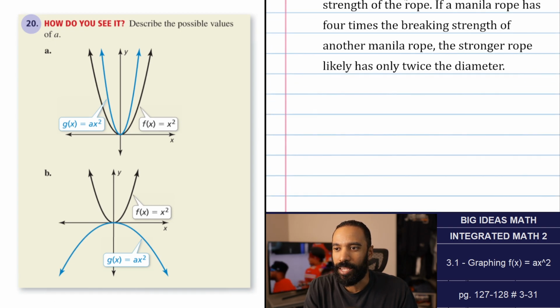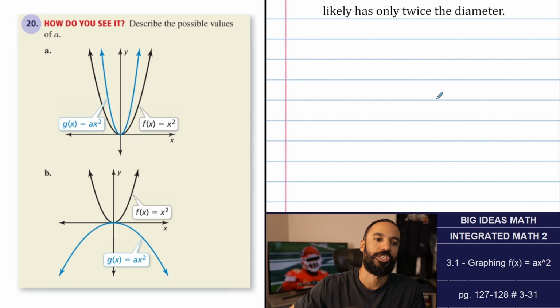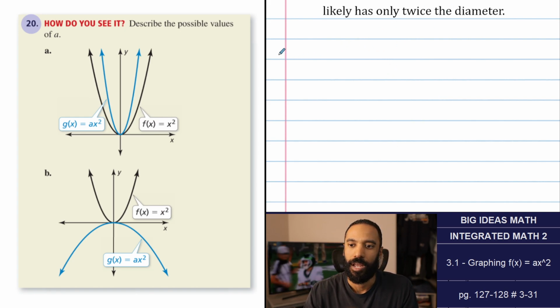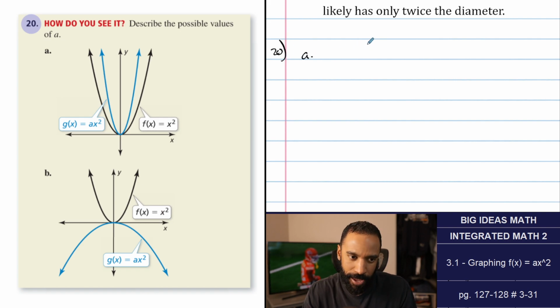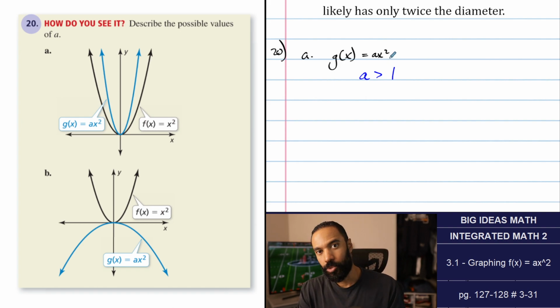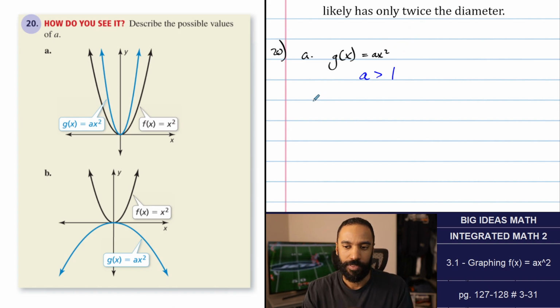All right, number 20. Describe the possible values of a. I'm not going to draw these again. So for part A, for blue, for g of x equals ax squared, the a values are something probably greater than 1. You can see where it says y equals x squared, and that means 1x squared. Because it's a vertical stretch, it's likely that it's greater than 1 is the nature of that.